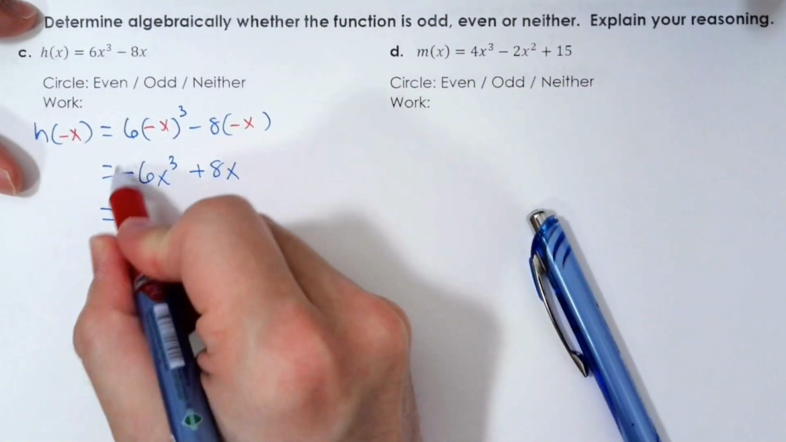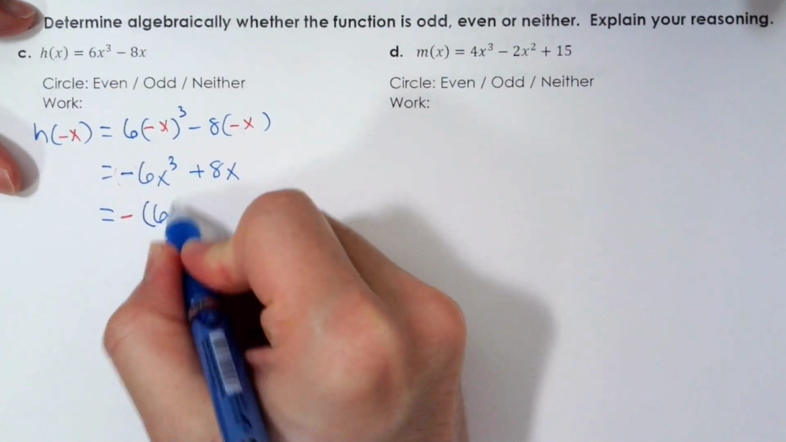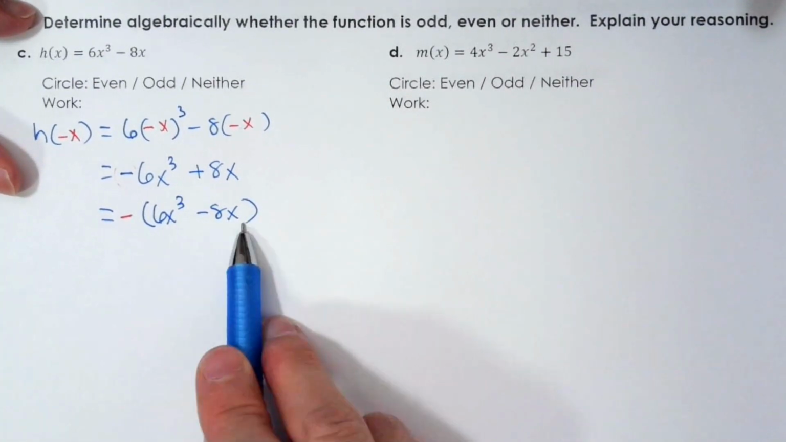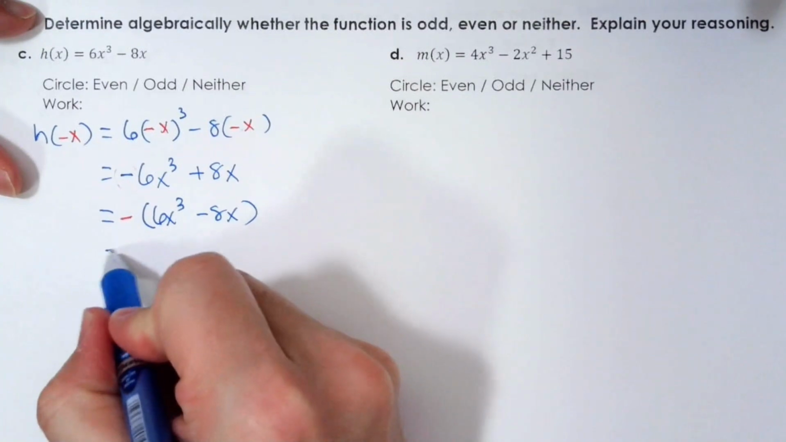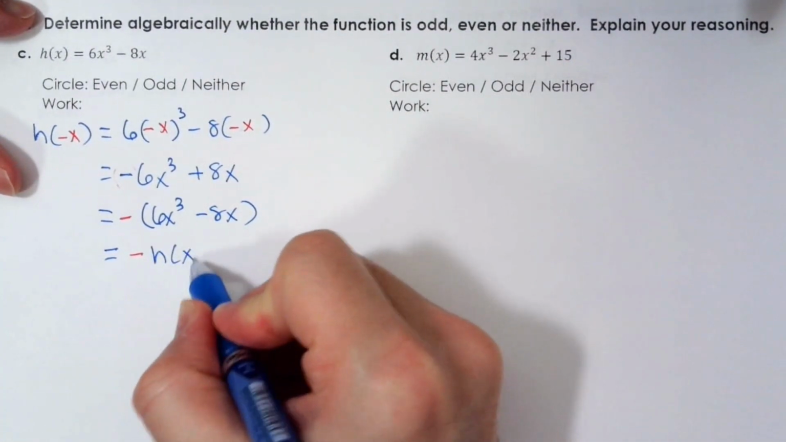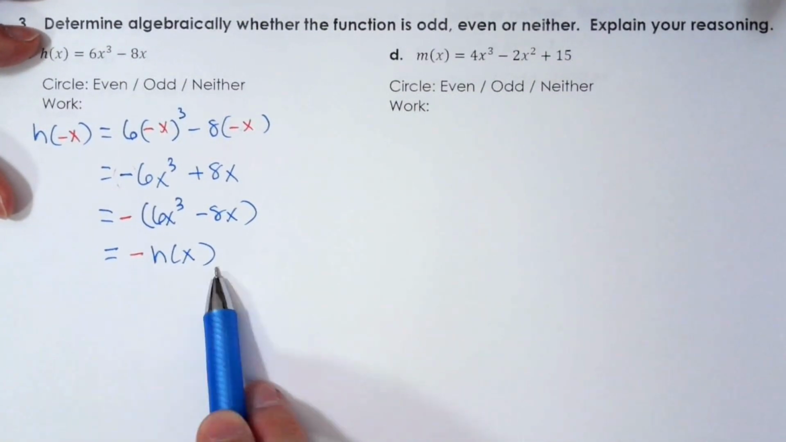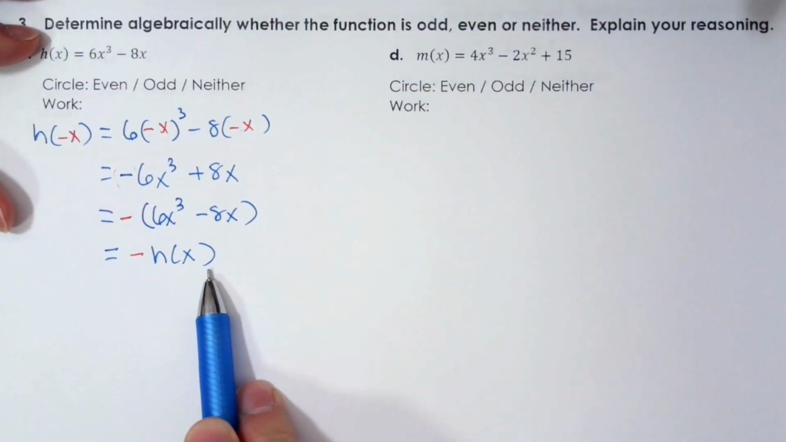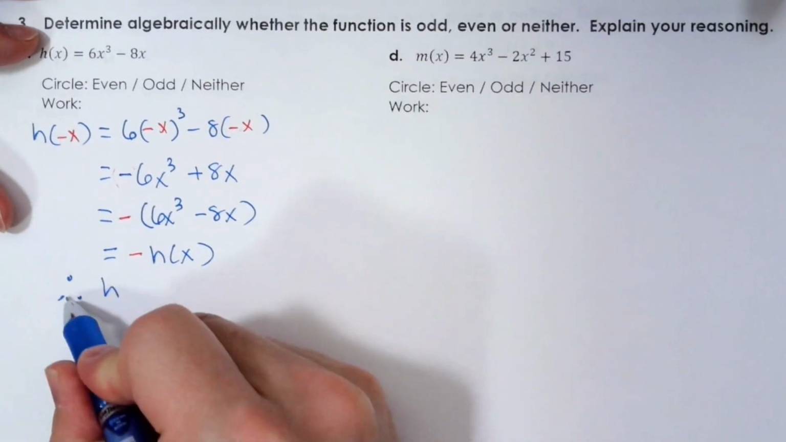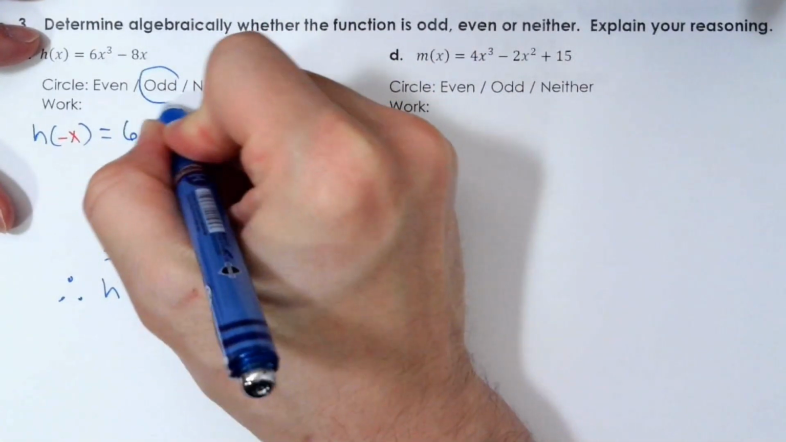So the next thing we could do is factor out a -1. Hey, look, what's this blue stuff right here? That's the original function. You have shown that h of -x is the opposite of h of x. That is the mathematical definition of an odd function. Therefore, h is odd. Circle done.